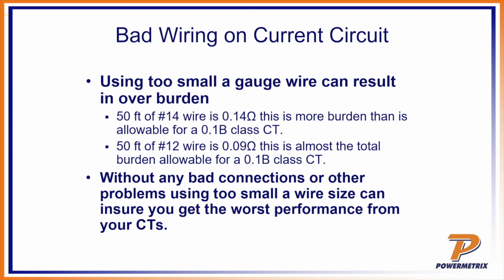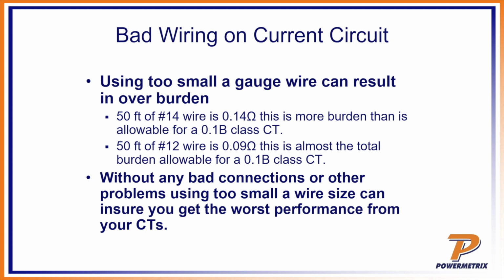So if I have 50 feet of 14 gauge wire, which is 0.14 ohms, this is more burden than is allowable for a 0.1B class CT. If I use 50 feet of 12 gauge wire, that is 0.09 ohms. So on a 0.1B class, that means I need to be under 0.1 in my burden to keep my rating, to keep my accuracy. As long as that 0.09 is under 0.1, then I'm within spec. But the 0.14 is over the spec, which means there's too much burden on that CT.